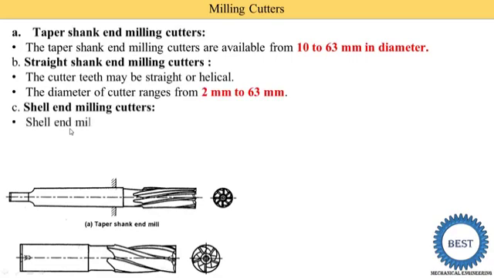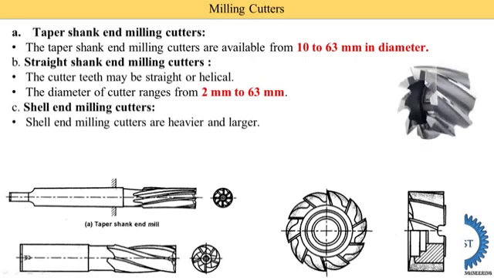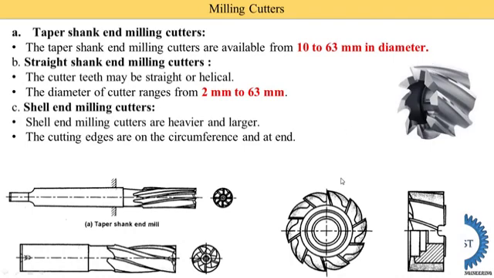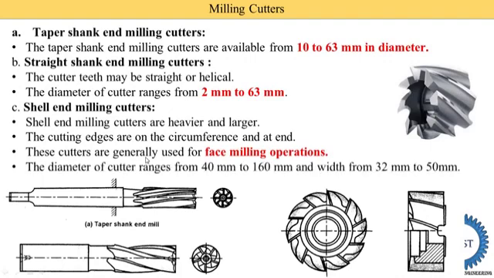Next is the shell end milling cutter. Shell end milling cutters are heavier and larger. Here you see this is the image. Width is higher compared to all other types, so it is used for heavier work and larger work. The cutting edges are on the circumference and at the end. So on the side the cutting edge is provided, and at the end it is also provided. These cutters are generally used for face milling operations, and the diameter of the cutter ranges from 40 mm to 160 mm and width from 32 mm to 50 mm.